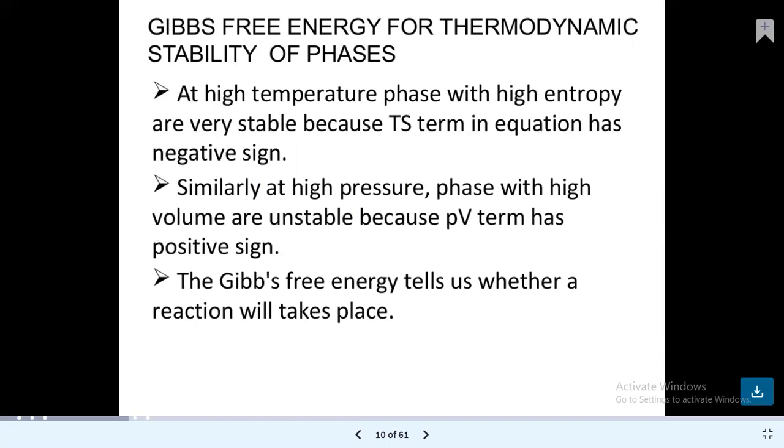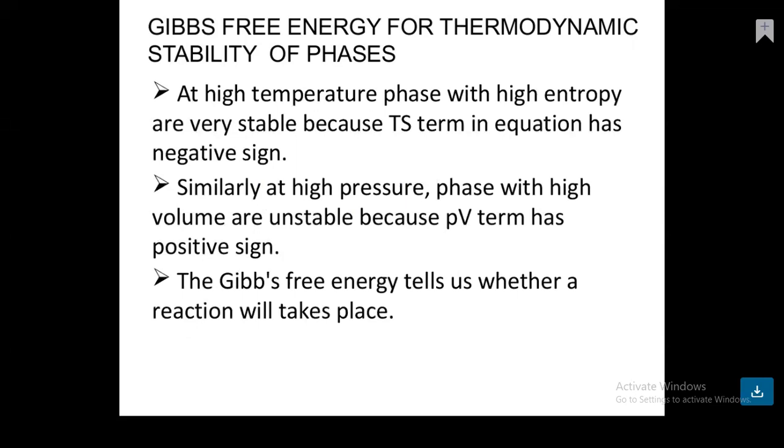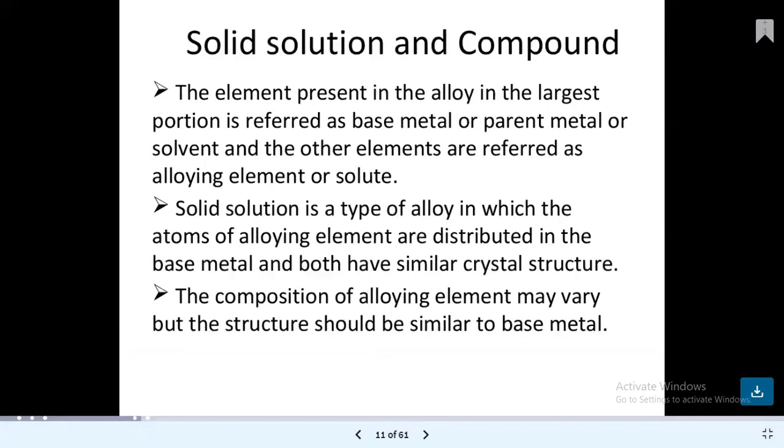At high temperature, phases with high entropy are very stable because the TS term in the equation has a negative sign. Similarly, at high pressure, phases with high volume are unstable because the PV term has a positive sign. The Gibbs free energy tells us whether a reaction will take place or not.